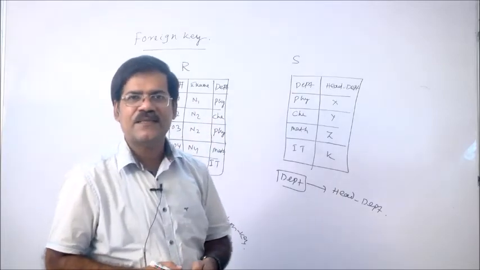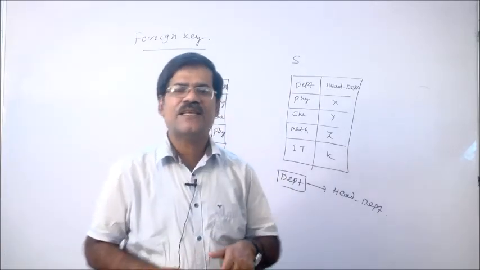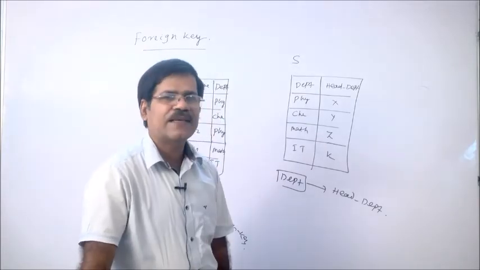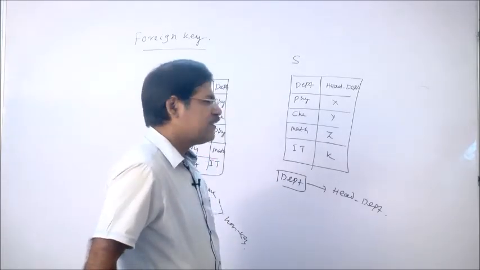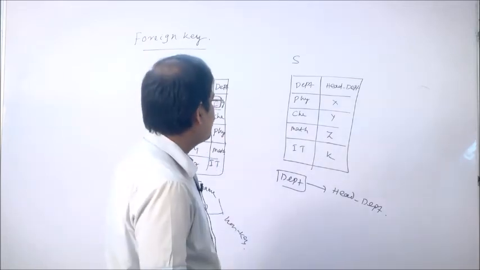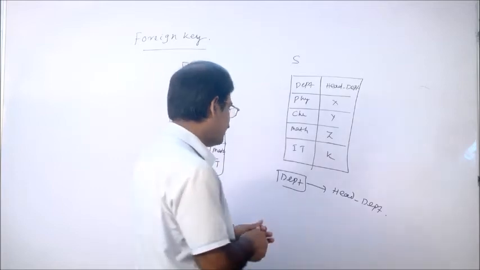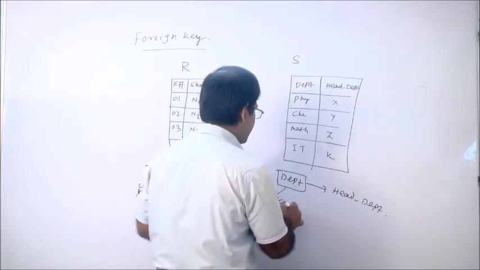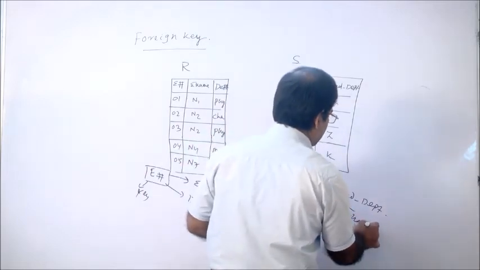From department, if I say department physics, you can say who is the head of the department. If the department is IT, K is the head, because each department has a unique head. So, from department we can determine the head of the department. So, department is a key field and head of the department is a non key field.